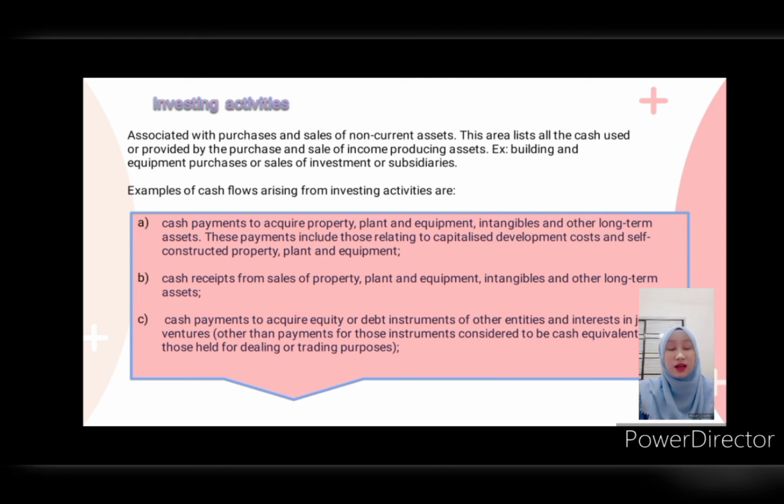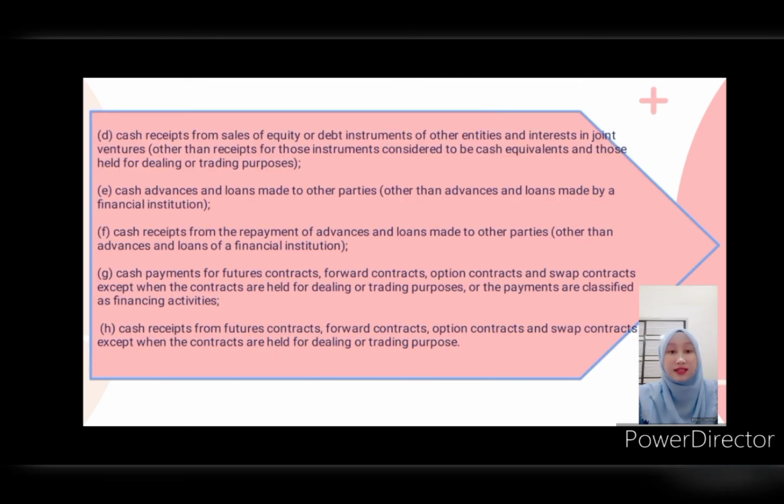C. Cash payments to acquire equity or debt instruments of other entities and interest in joint ventures other than payments for those instruments considered to be cash equivalents or those held for dealing or trading purpose. D. Cash receipts from sales of equity or debt instrument of other entities and interests in joint ventures other than receipt for those instruments considered to be cash equivalents and those held for dealing or trading purpose.